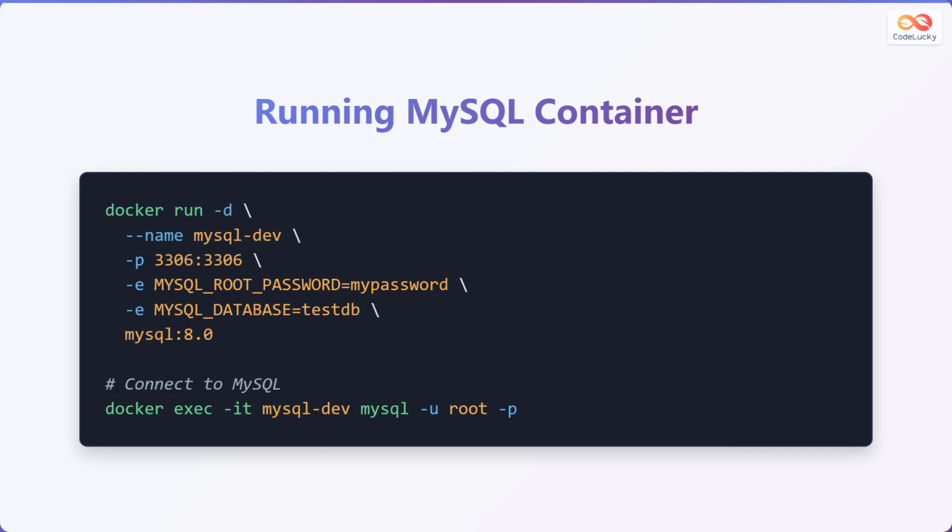which is -p. Set the MySQL root password using the environment flag and the MYSQL_ROOT_PASSWORD variable. Also, set an initial database name using the environment flag and the MYSQL_DATABASE variable. Finally, specify the MySQL image version, in this case, MySQL 8.0. To connect to MySQL, execute into the container with the command docker exec, specify your container name, then run the mysql command with the user flag -u and the password flag -p.